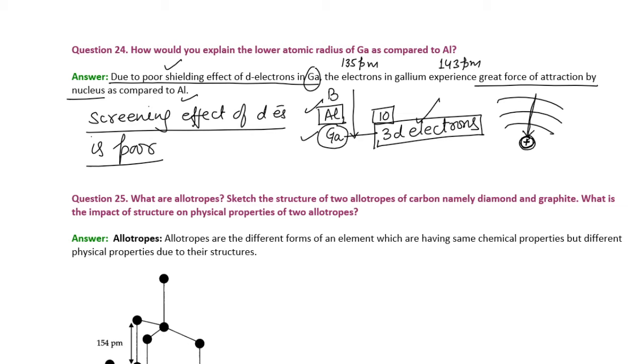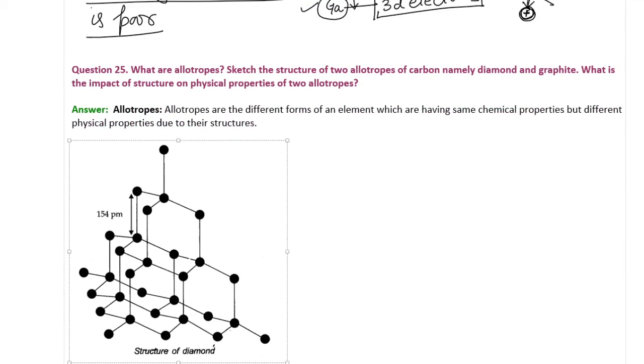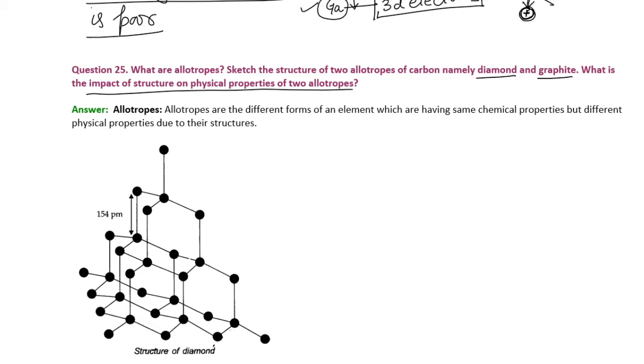Now question number 25: what are allotropes? Sketch the structure of two allotropes of carbon, namely diamond and graphite, and what is the impact of structure on physical properties of the two allotropes? We have already discussed this in previous questions, but as the question is there, just try to understand what an allotrope is.